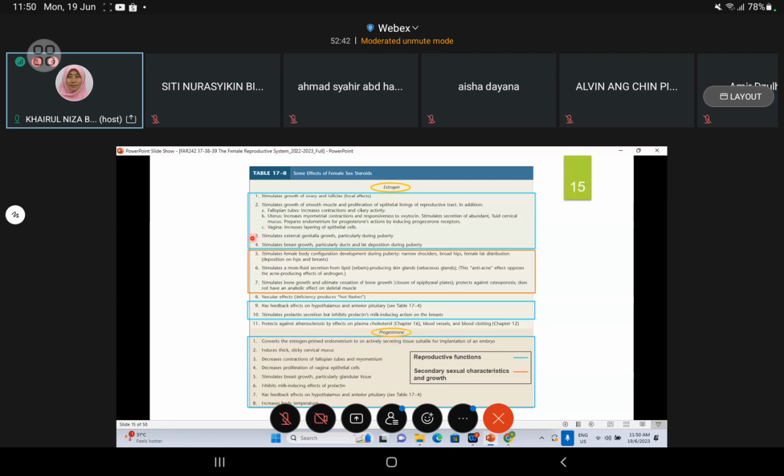It's very, very important during puberty because estrogen stimulates external genitalia growth. Okay, it also is involved in stimulating breast growth, particularly the ductal system and fat deposition during puberty. So, if estrogen is enough, it will enhance all these activities. Okay.